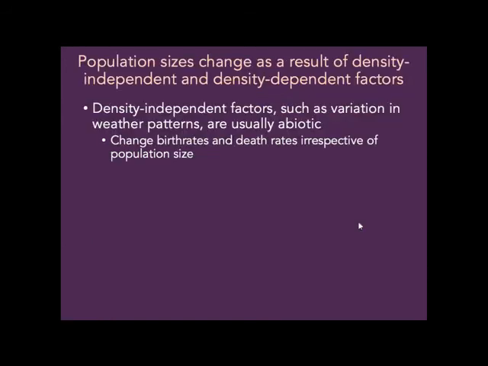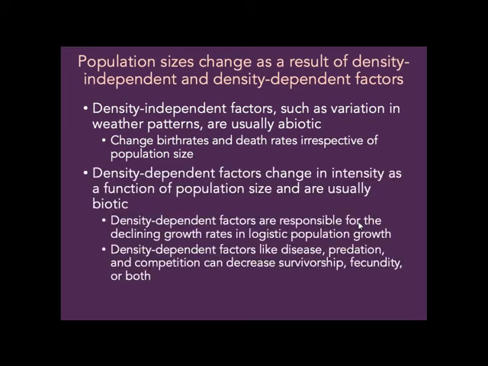Okay, so population sizes can change as a result of both density-independent and density-dependent factors. Density-independent factors can be things like the weather, humidity, temperature, right? Abiotic factors. Density-independent factors tend to be abiotic, and those kinds of things are going to change birth rate and death rate regardless of population size. If you get a freezing cold, it doesn't matter if you're close to K or far from K, it'll still kill individuals. Density-dependent factors are factors that change in intensity as a function of the population size. And density-dependent factors tend to be biotic. So things like disease or predation or competition can decrease survivorship and fecundity.